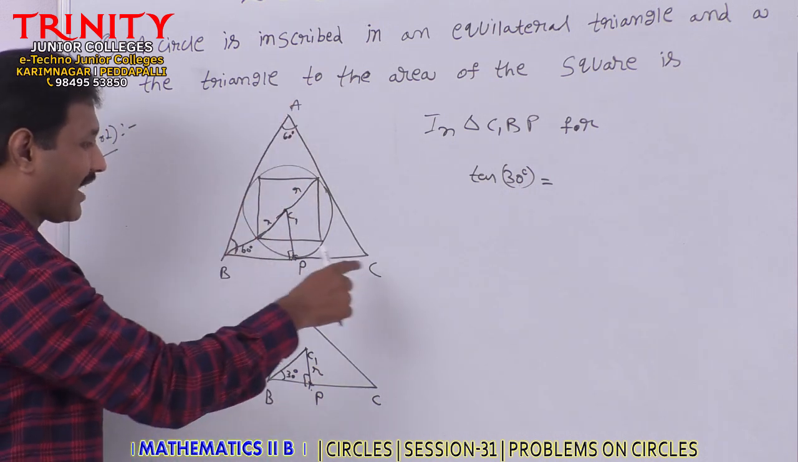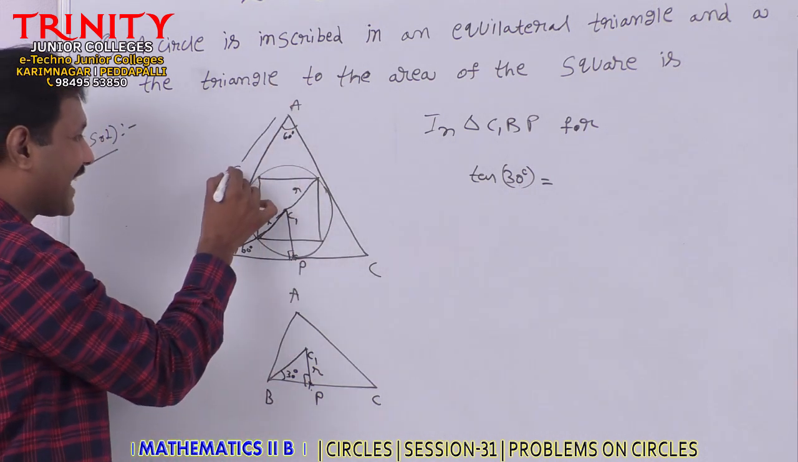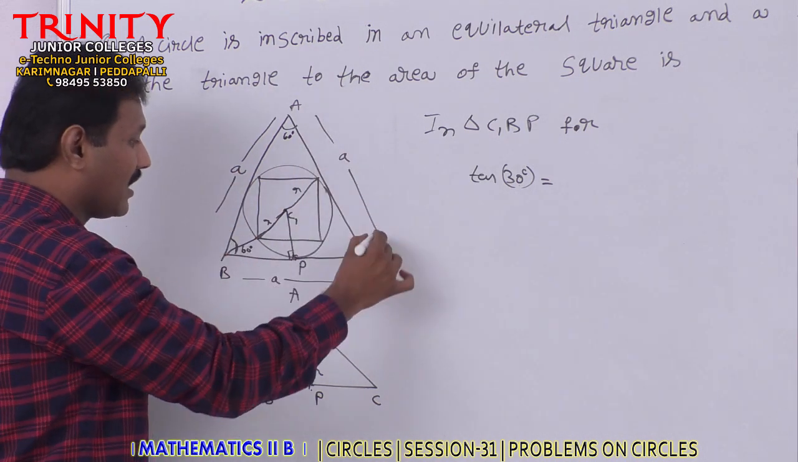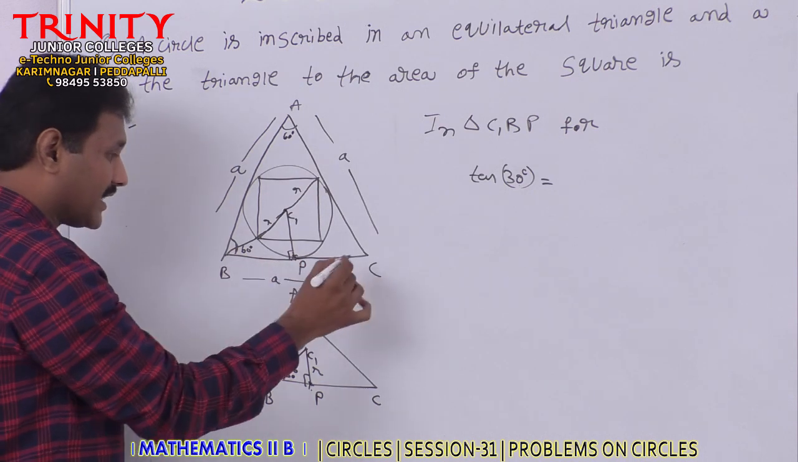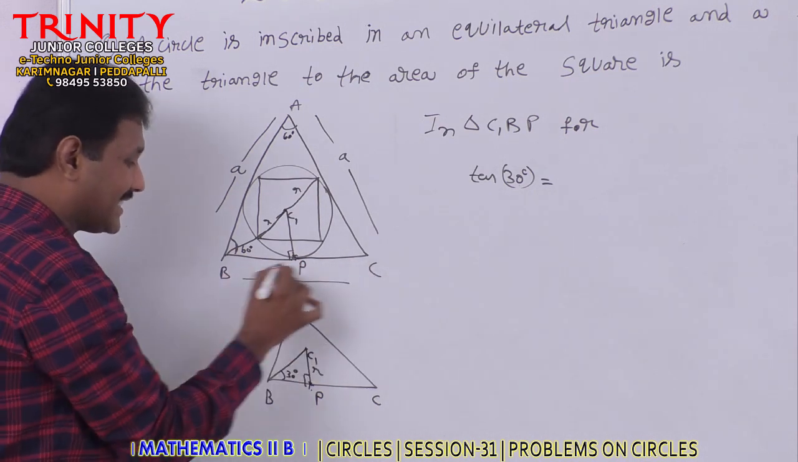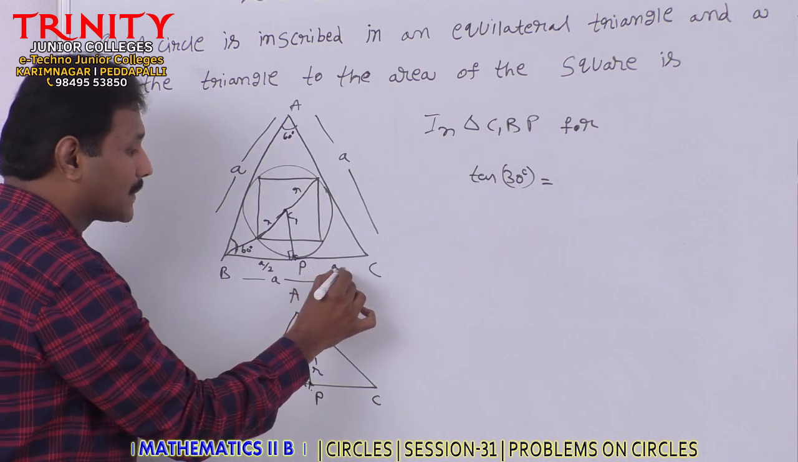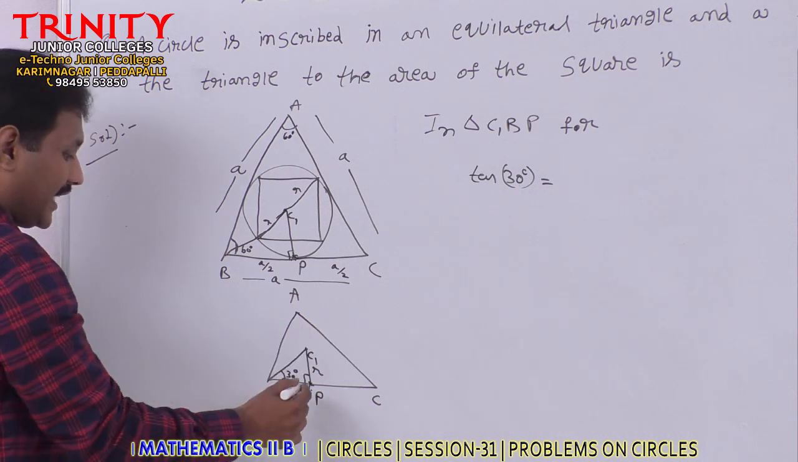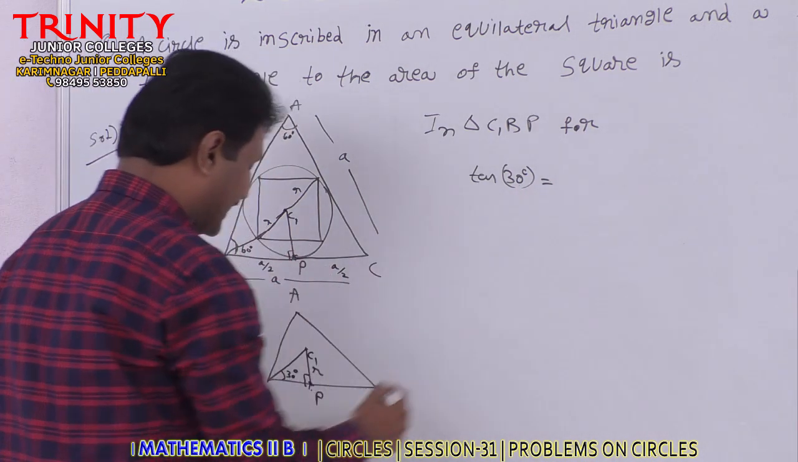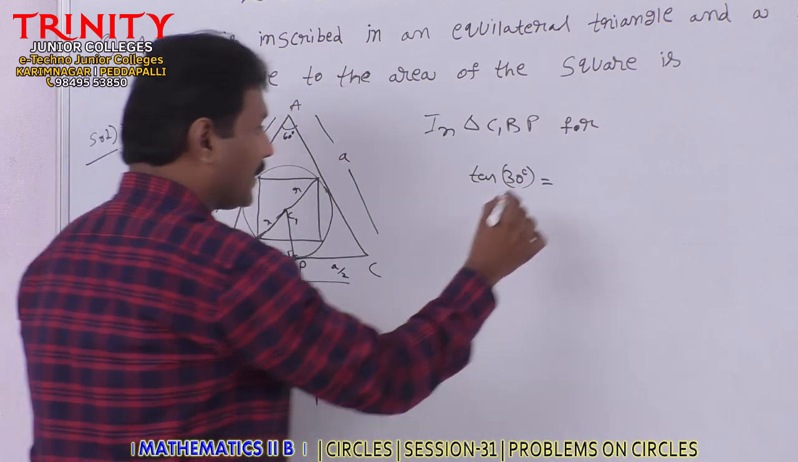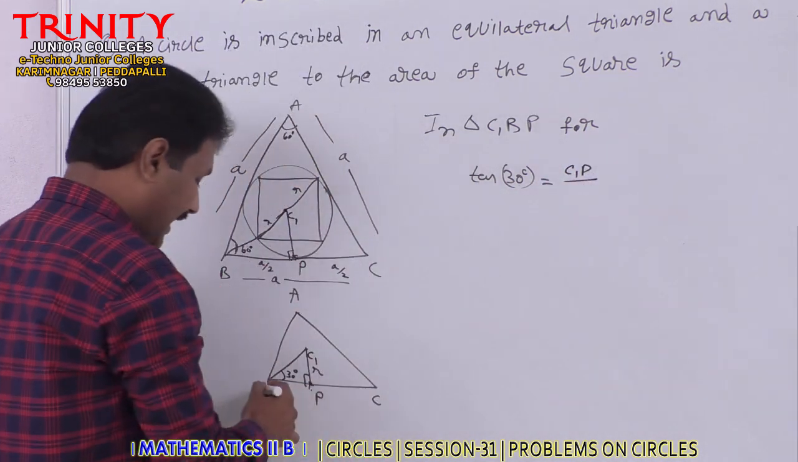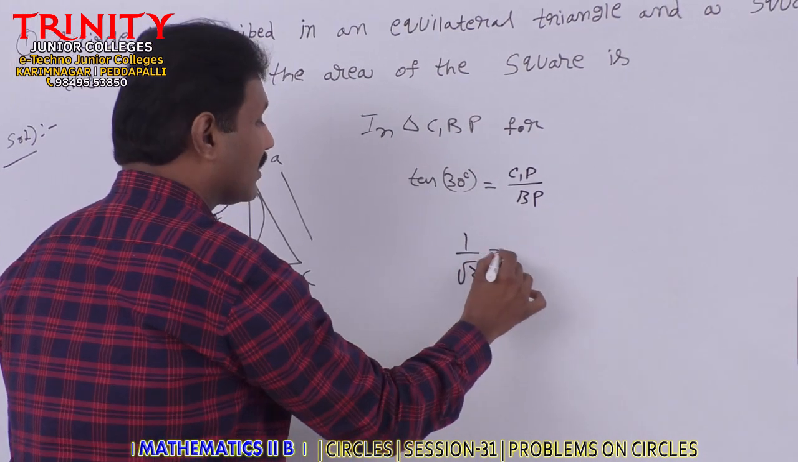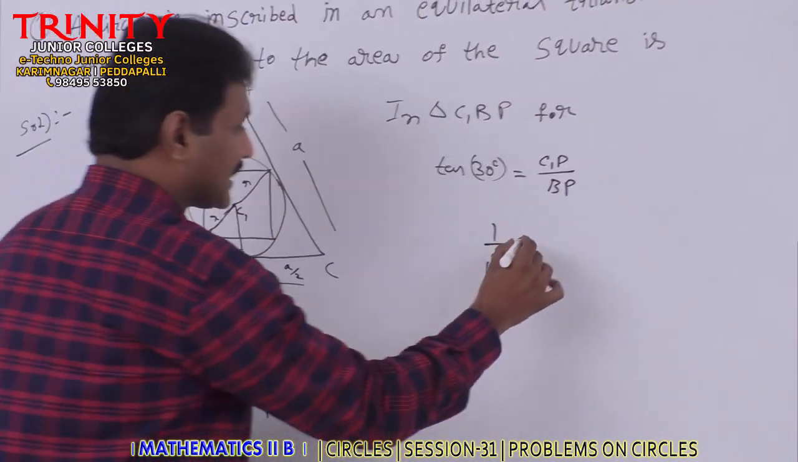This is an equilateral triangle. We take the length of each side as A. The point of contact divides this side into two equal parts. The total length is A, so this part is A by 2. Therefore, tan 30 degrees equals opposite side by adjacent side, which is C1P by BP.